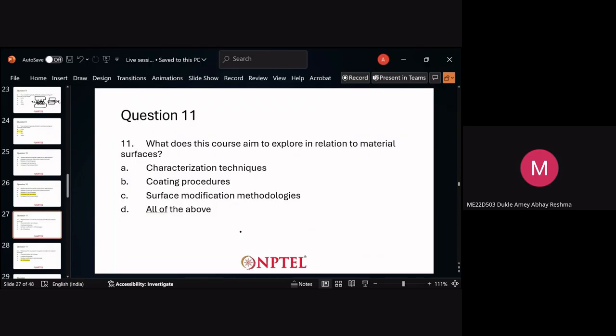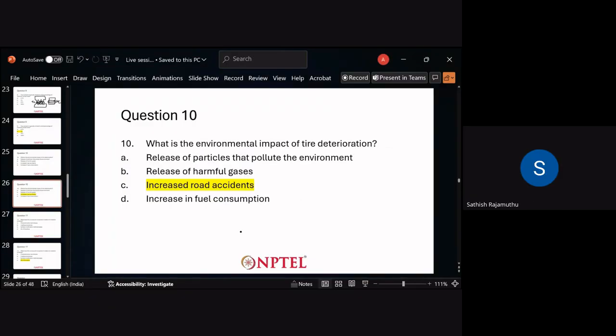So moving to the 11th question: what does the course aim to explore in relation to material surfaces? I have a doubt on question number 10. Yeah, sure. Why not the release of particles that pollute the environment? Yeah, that is also there, and there is a release of harmful gases also. So it's not like there is only one thing happening, but this is one of the major factors. You were asked about the environmental impact, right? It is not a personal impact. Oh yeah, that's true.